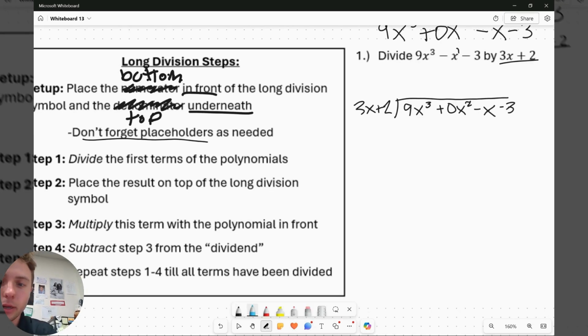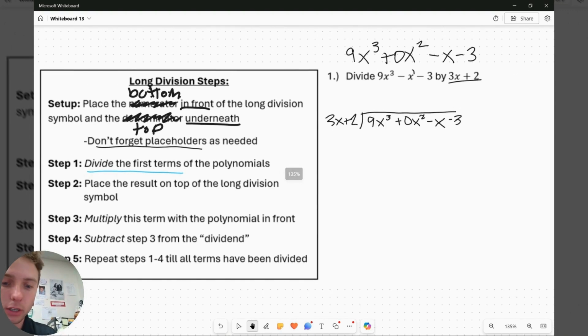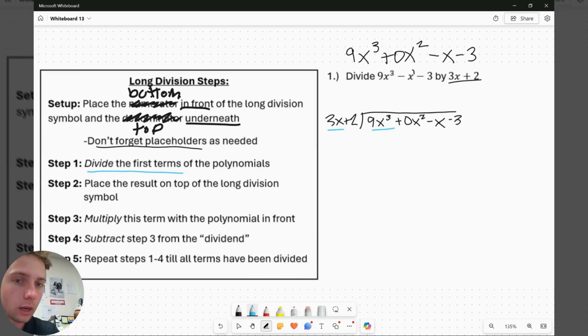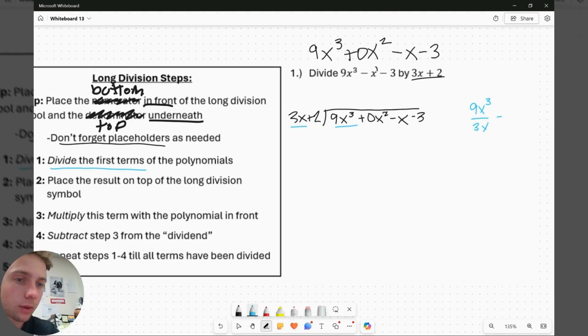The steps take a little bit of work. The first step is you always divide the first terms. Our first terms would be the 9x cubed and the 3x. We know that the thing that was on top is the 9x cubed, so we're going to divide that by 3x. You can go through your division and figure out what that gives you. 9 divided by 3 is 3. Divide your variables. That means you subtract your exponents, and that gives us x squared. When you do that, you place that result on top of the long division symbol. That goes up here, which is now 3x squared.